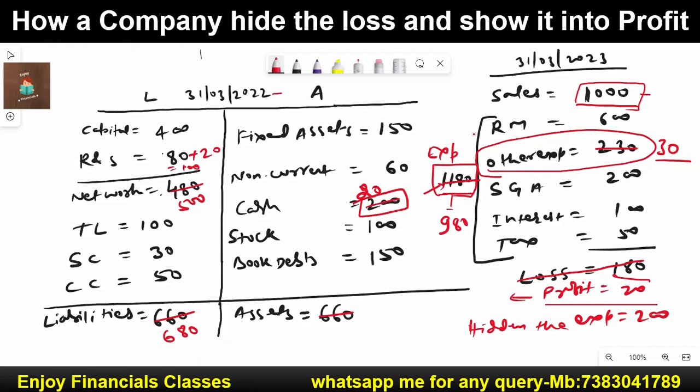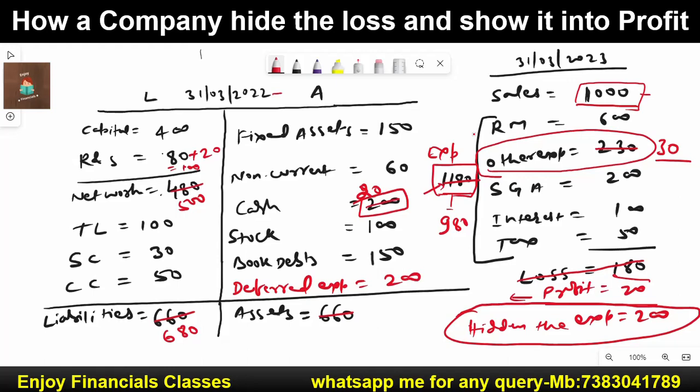So the cash will be reduced by 180 to 20. This they cannot hide; this figure they cannot hide. That's why the cash will be reduced to 20. But how much has the company postponed? Postponed means how much the company has hidden in expenses. So the hidden expenses are 200 rupees. So what will the company do? They will create one head here and write deferred expenses as 200. And because of this, the asset side will also be increased to 680.